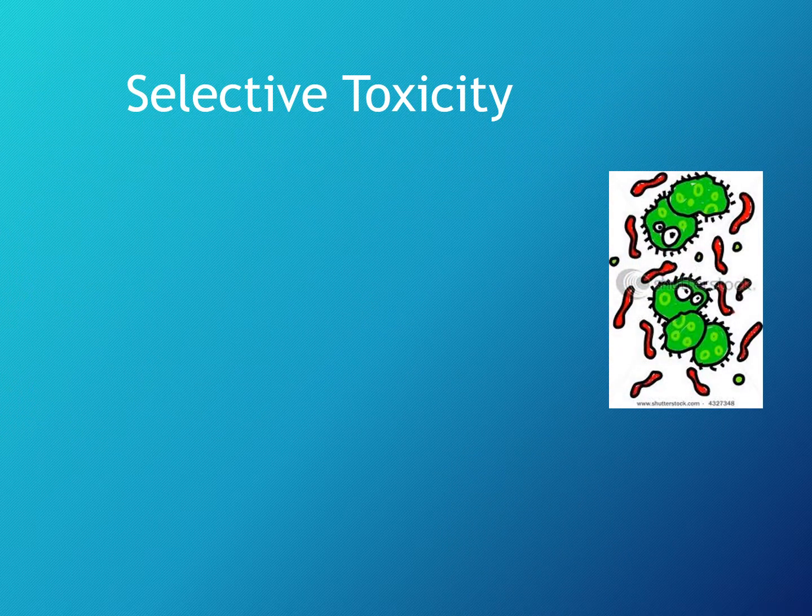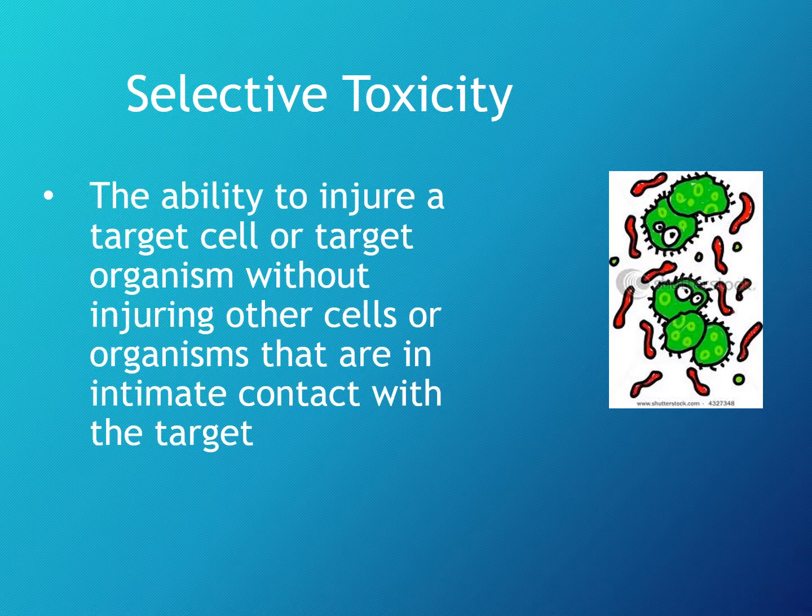We also talk about the word selective toxicity. When we're talking about selective toxicity, we're talking about the ability to injure a target cell or a target organism without injuring other cells or organisms that are in intimate contact with that target. So there are some antibiotics that have selective toxicity. They're going to target a particular type of cell or a particular organism without injuring what is immediately surrounding them.